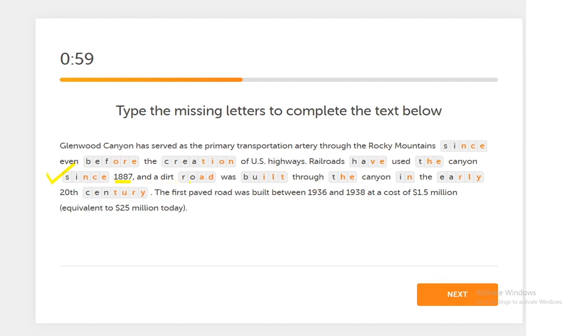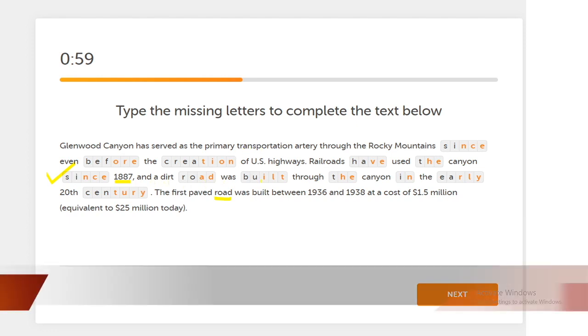And dirt. Okay, so road is something that I understood when I read this one. Initially I thought probably it could be some other word, dirt, rail, dirt, roll, कुछ भी हो सकता था, right? So here the answer is a dirt road, because we're talking about roads and railroads and also transportation. So the answer is a dirt road was built.